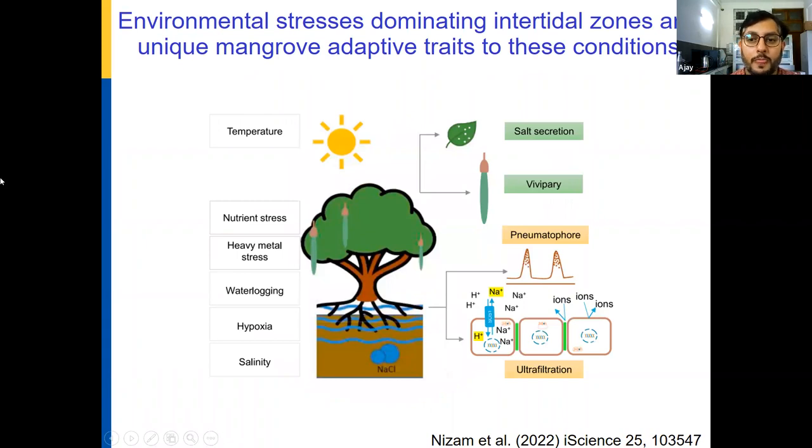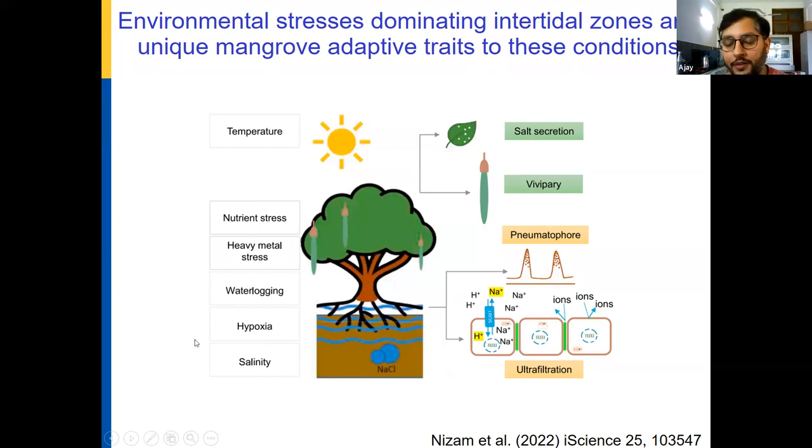Now, as I was talking about, the different stresses that dominate in the intertidal zones, and what the different unique adaptive traits to these environmental conditions are. This is an area in which we are also working in our lab with the help of PhD students. On the left side you have the stresses, and on the right side you have different mechanisms by which mangroves adapt to this kind of intertidal stressful conditions.